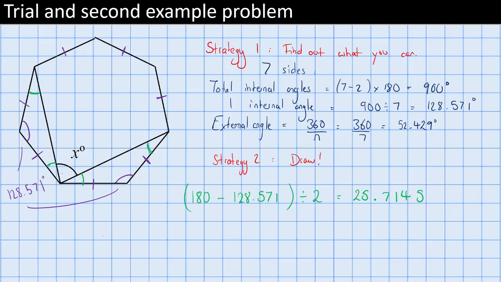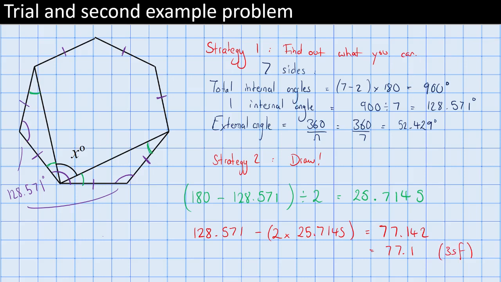But now I am after this angle x, which hopefully we can recognize as an internal angle, take away 2 lots of those green angles. I'm going to have to go red from this one. So I'm going to have 128.571 take away 2 lots of 25.7145. And that will give me my answer. That will give me what x is equal to. So let's type that in. Take away 2 lots of 25.7145 is 77.142. And let's say we're going for 3 significant figures. 77.1 to 3 significant figures.